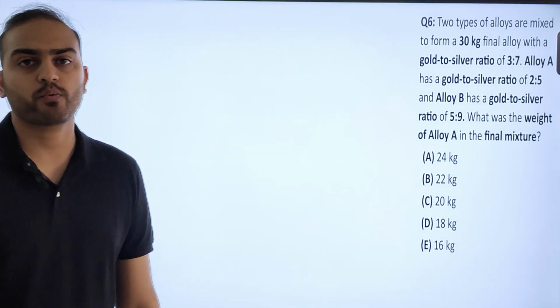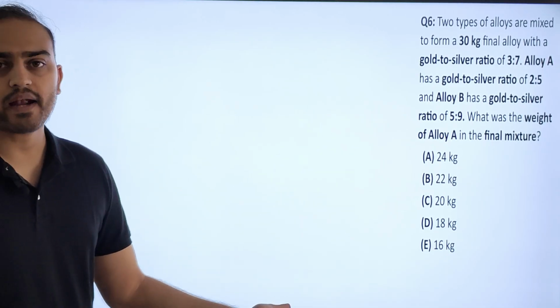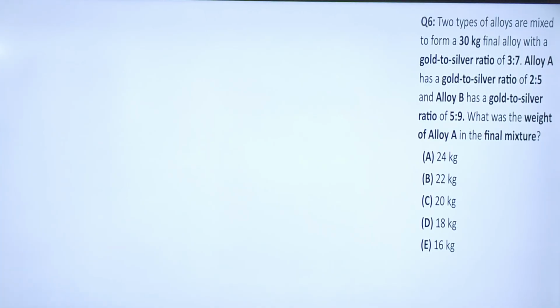I hope you have read the next question. Again, it's a different type. We have ratios given. Doesn't matter. We still make our table and solve the question.